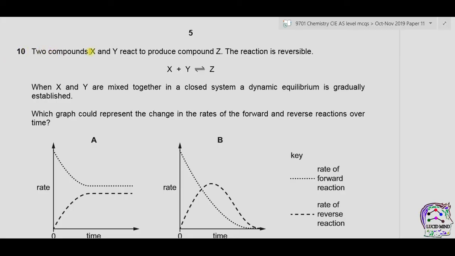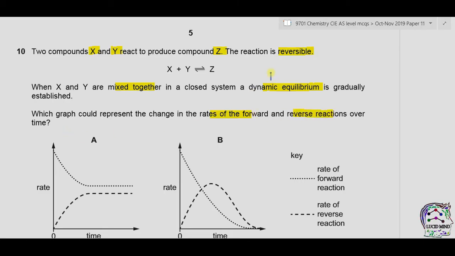Question 10. Two compounds X and Y react to produce compound Z. The reaction is reversible. An equilibrium is established. When X and Y are mixed together in a closed system, a dynamic equilibrium is gradually established. Which graph could represent the change in the rates of forward and reverse reactions over time?